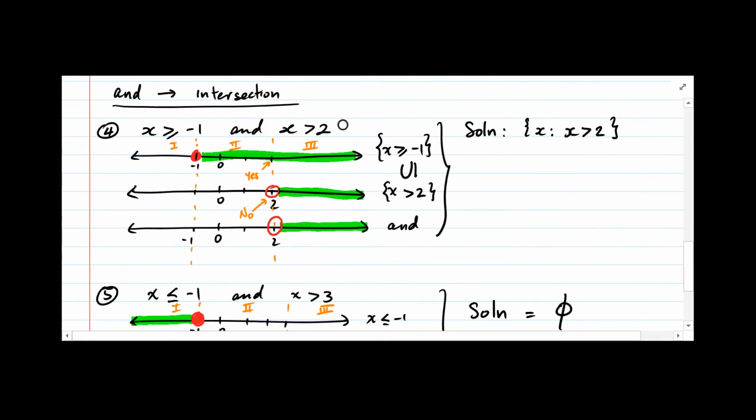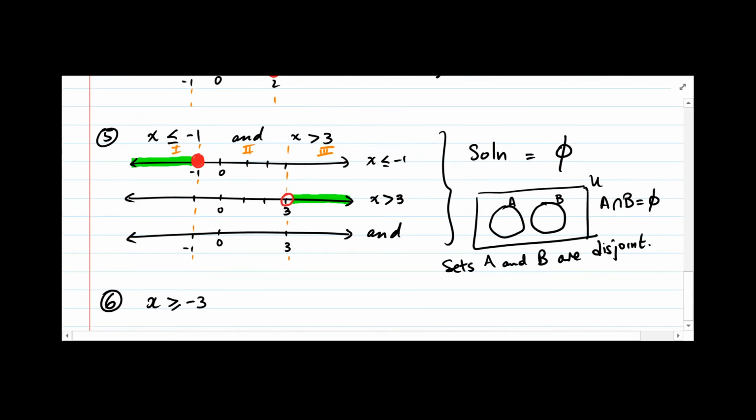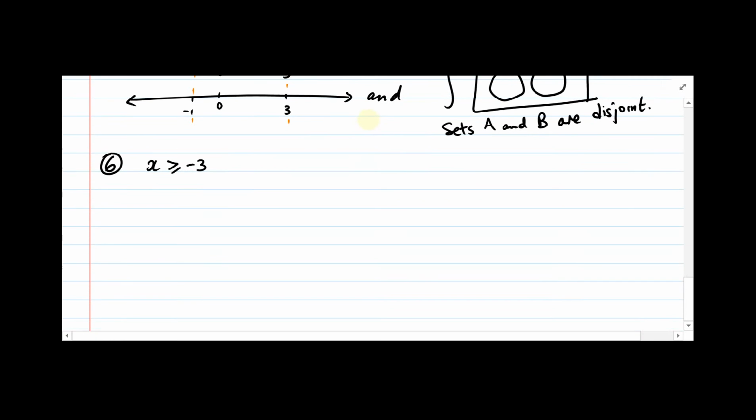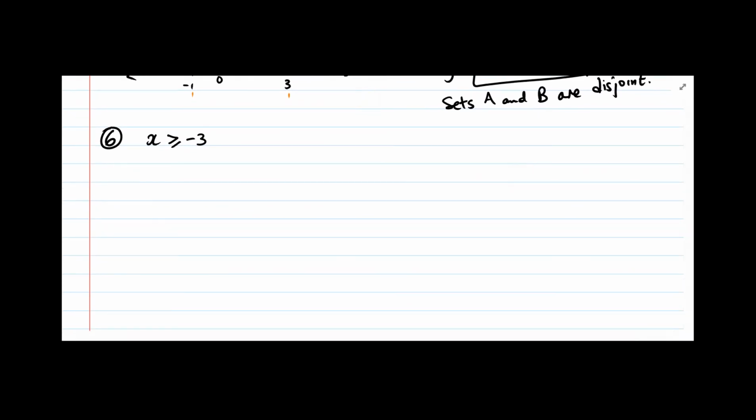while as we go down here to this number 5, we've ended up with taking the intersection and gotten the other extreme, the trivial set of the empty set. Okay, so every possibility could happen. All right, x is greater than or equal to -3 and x is less than 1.